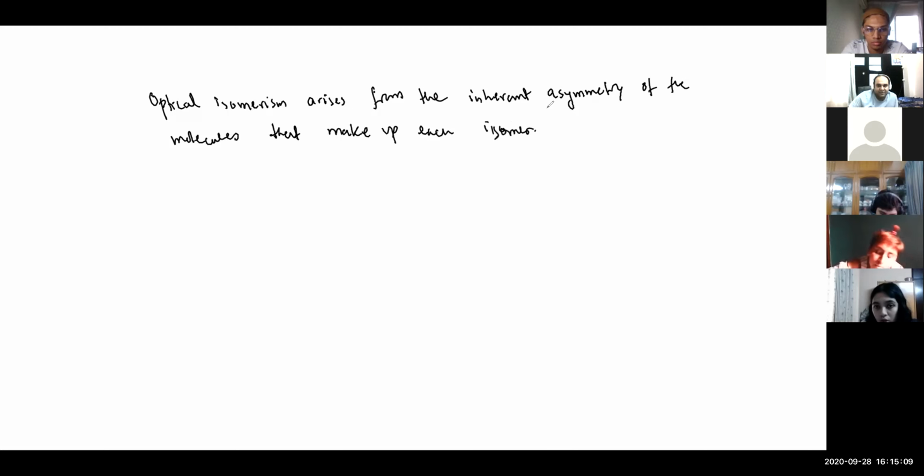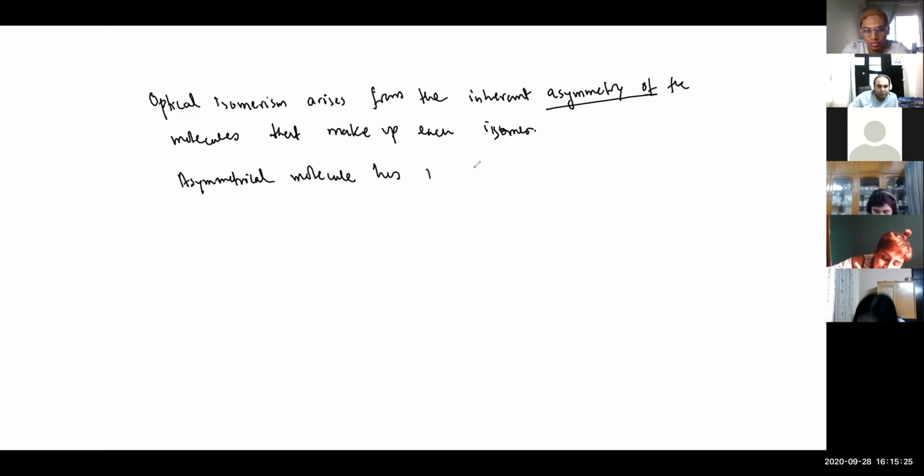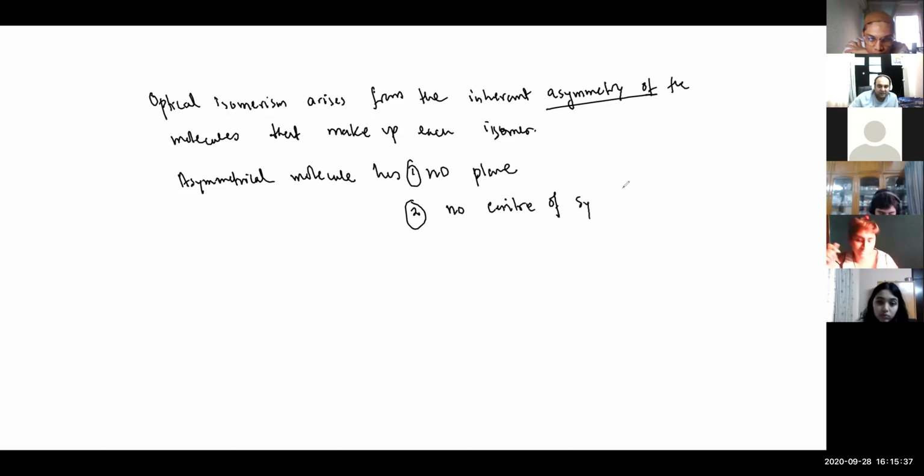So what is asymmetry? An asymmetrical molecule has no plane and no center of symmetry.